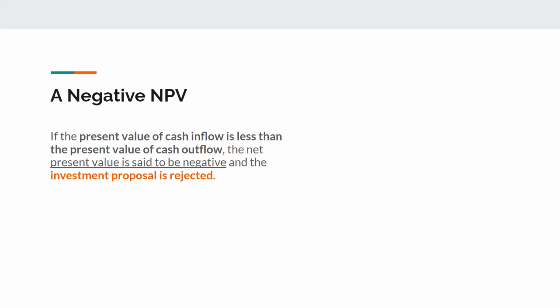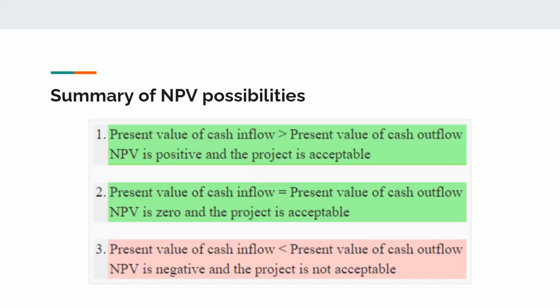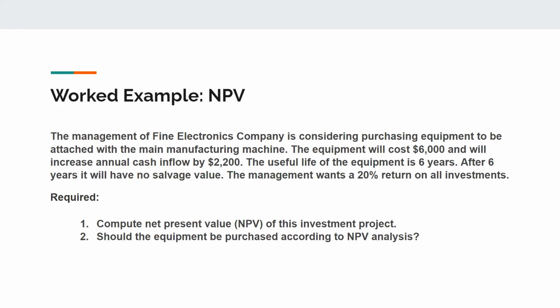But what happens when you have a negative NPV? When you have a negative NPV, it means that the present value of cash inflows is less than the present value of the cash outflows. And that gives rise to the negative NPV. And when that happens, at this point is where we will reject the investment proposal. All right, so a negative NPV means that we are not going forward with that investment. Right, so this is a summary of the possibilities, right? We should learn these. Let's look at an example.